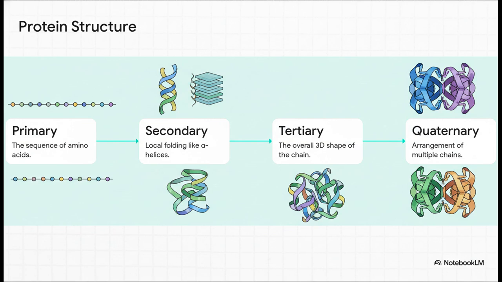Protein structure is unbelievably complex, and we organize it into 4 different levels. The primary structure is just the sequence of amino acids, the order of the letters. That sequence then starts to fold into local secondary structures. Then the entire chain folds up into a complex 3D tertiary structure. And sometimes you get multiple chains that come together to form a final huge quaternary structure.